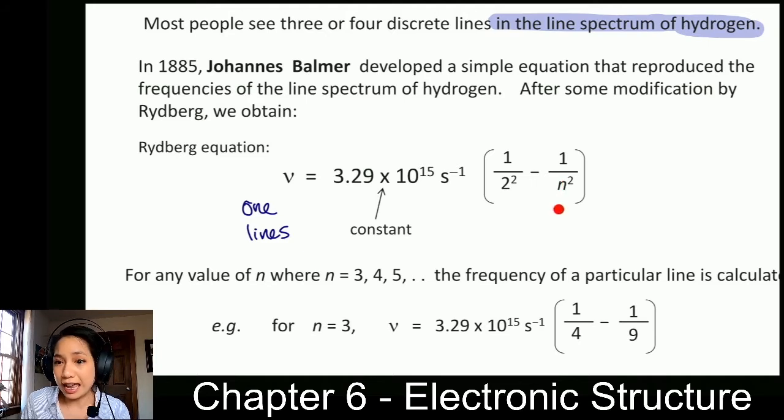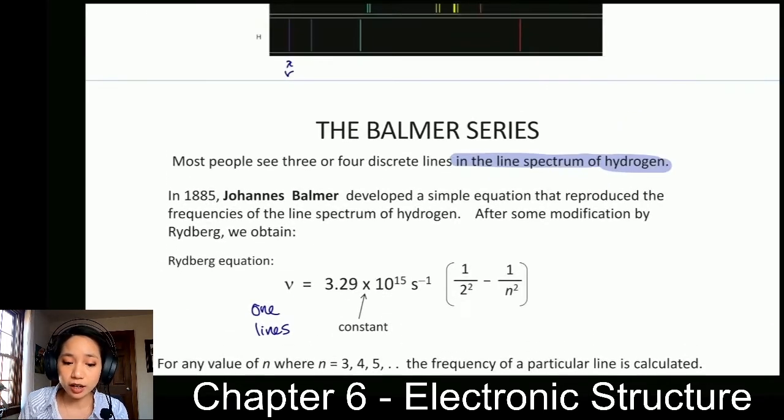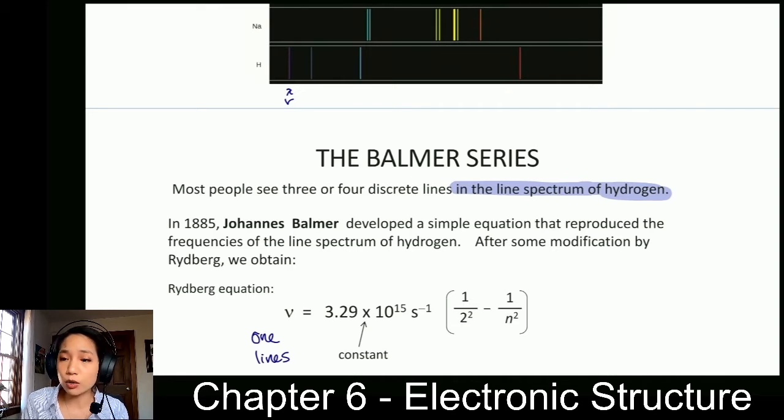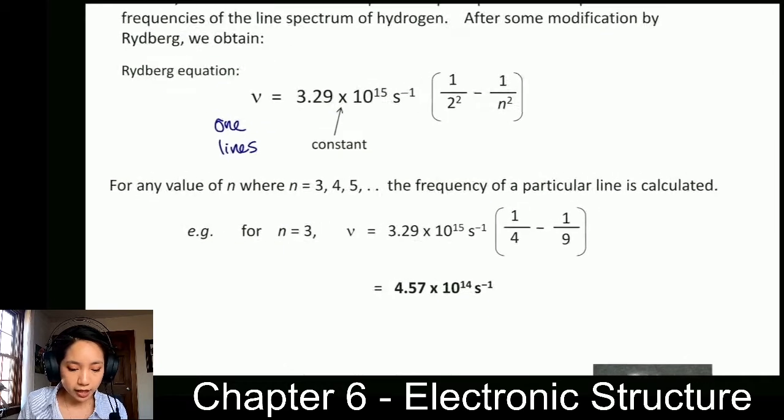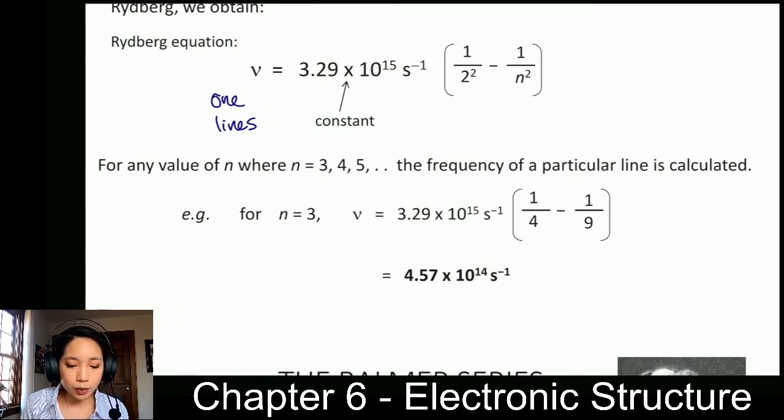So what is n? n is just an integer where n can equal 3, 4, or 5. So when it is equal to 3, 4, or 5, he was able to predict the exact frequency of each one of these different lines. All right, and so you see here you can input n as 3, 4, or 5 into this equation.